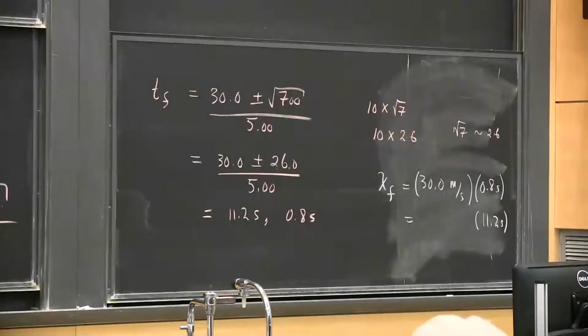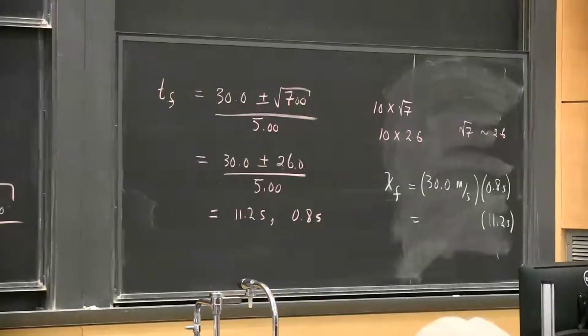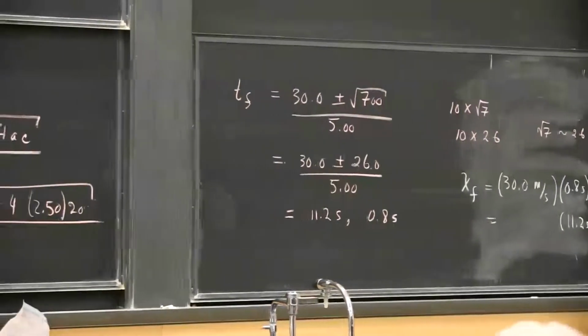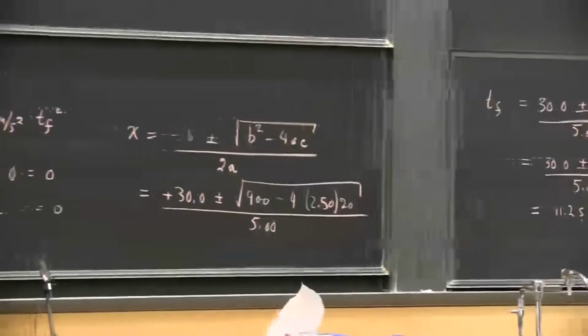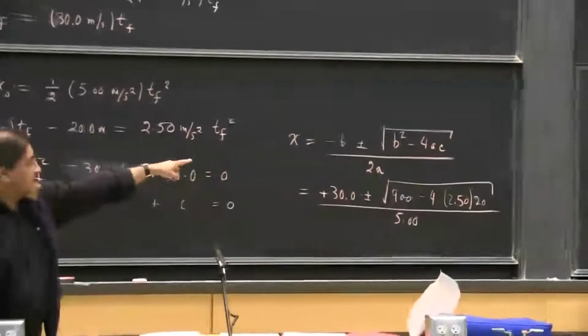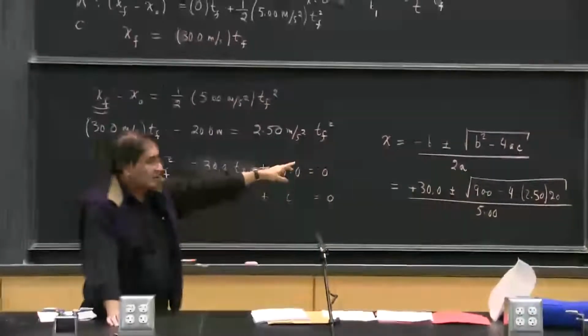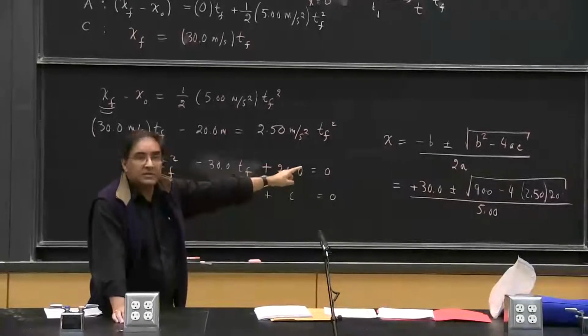Yeah. How do you know which one is T final? How do I know which one? 11.2? Yeah. Because I'm solving a quadratic equation, right? So you get 2 answers. I get two answers, and both answers in this case are reasonable.